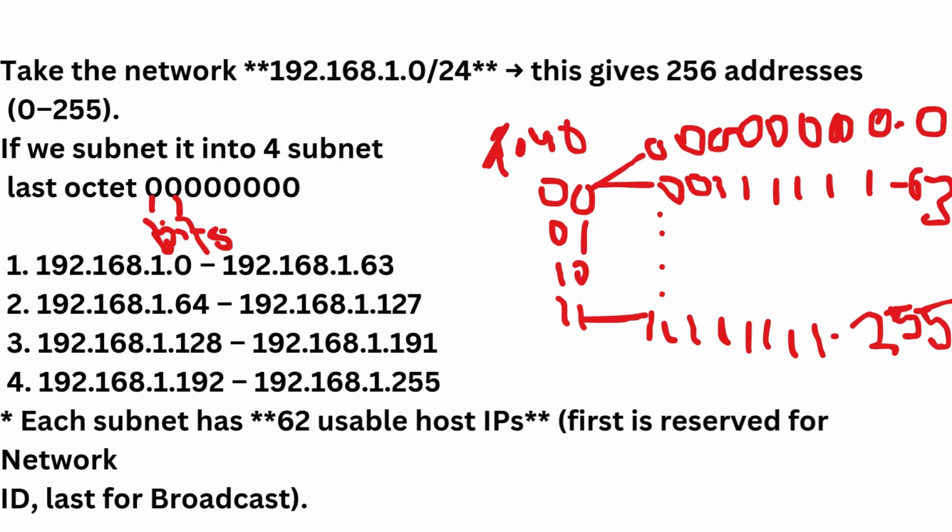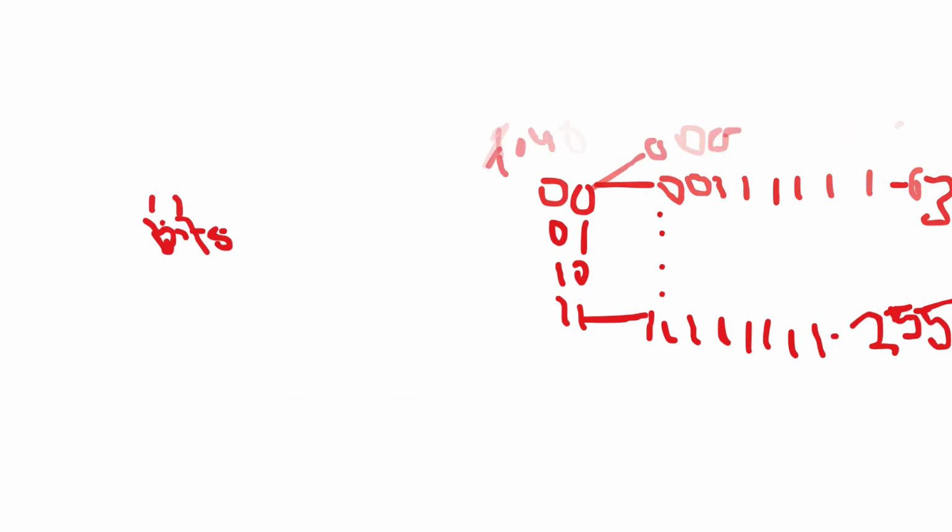Each subnet has 62 usable host addresses. The first is reserved for the network ID, and the last for broadcast.